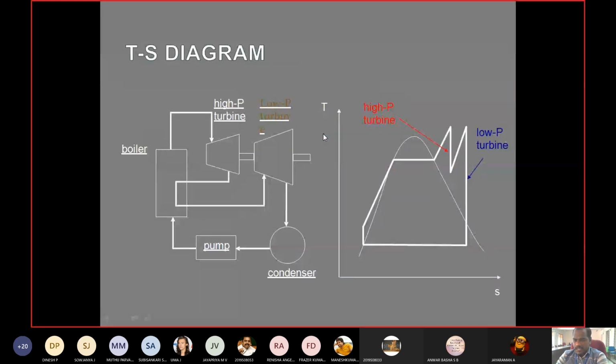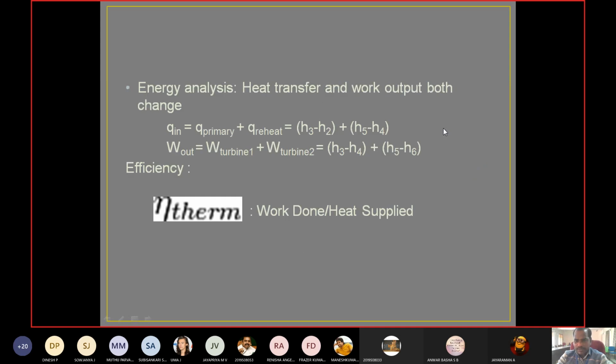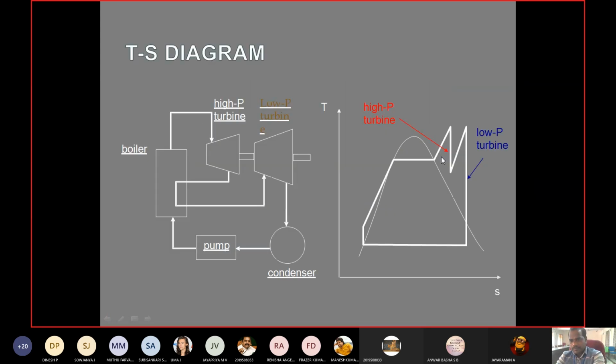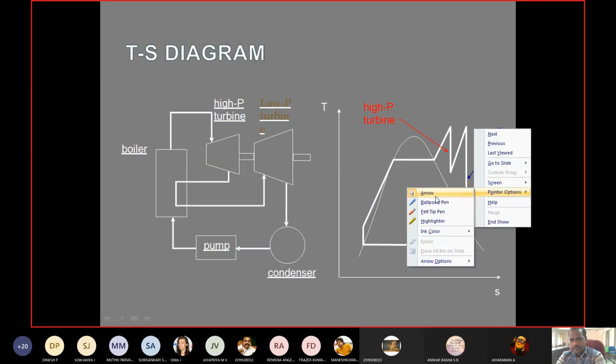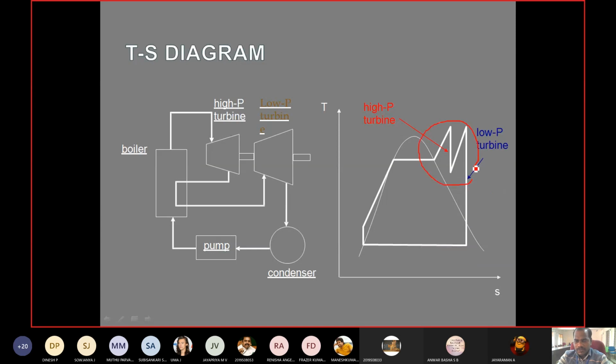So we are discussing here, there is a possibility to reheat the Rankine cycle. So this is the TS diagram of our reheat Rankine cycle. So look at this. Just look at this. Because of this alone, we implemented the reheat Rankine cycle.